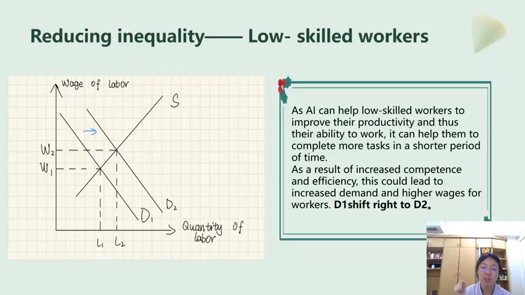Okay, let's move to part 3. It's about reducing inequality, and it's for the low-skilled workers. As AI can help low-skilled workers to improve their productivity and thus their ability to work, it can help them to complete more tasks in a shorter time. As a result of increased competence and efficiency, this could lead to increased demand and higher wages for workers, and D1 shifts to D2.